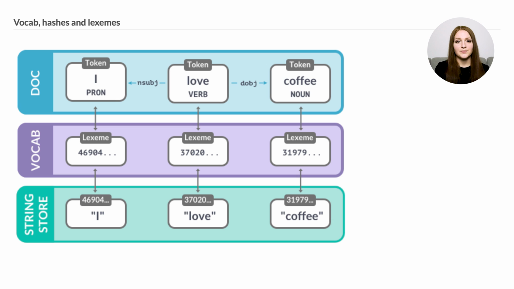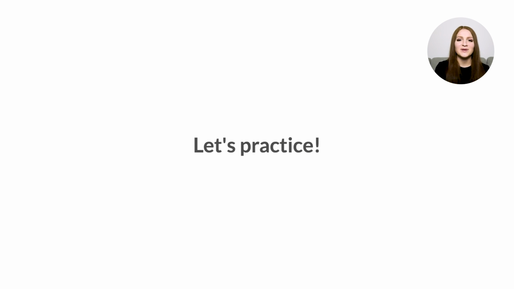Here's an example. The doc contains words in context. In this case, the tokens I, love, and coffee, with their part-of-speech tags and dependencies. Each token refers to a lexeme, which knows the word's hash ID. To get the string representation of the word, spaCy looks up the hash in the string store. This all sounds a bit abstract, so let's take a look at a vocabulary and string store in practice.